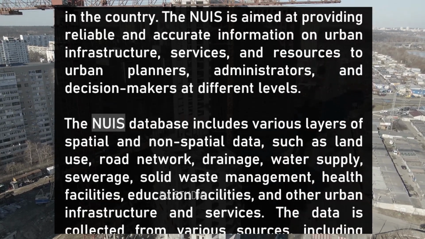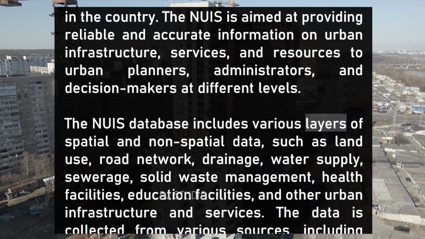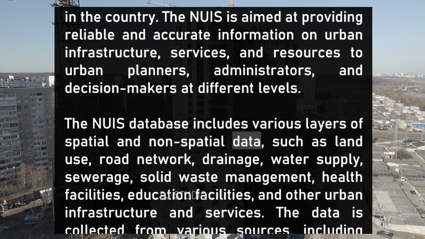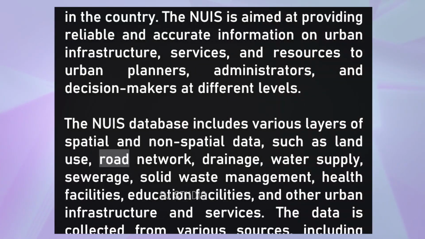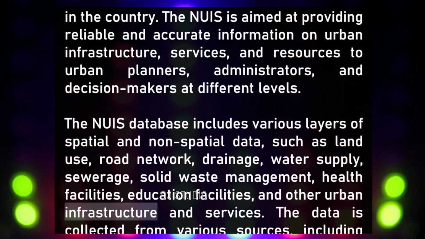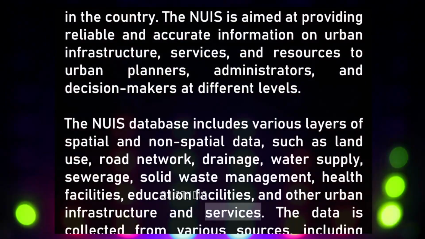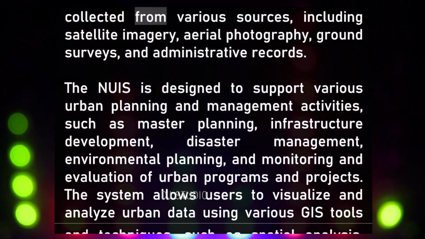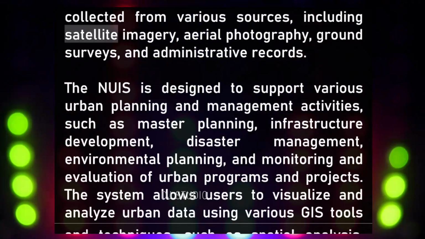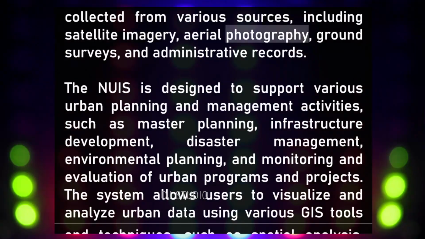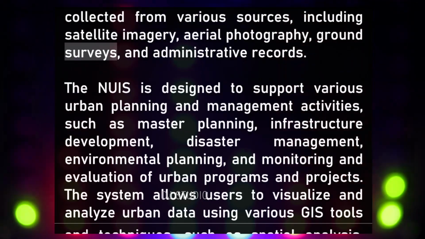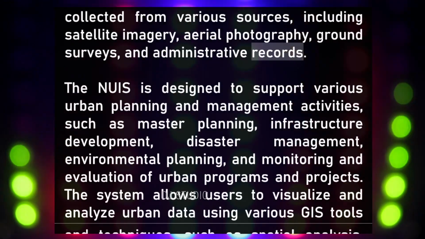The NUIS database includes various layers of spatial and non-spatial data, such as land use, road network, drainage, water supply, sewerage, solid waste management, health facilities, education facilities, and other urban infrastructure and services. The data is collected from various sources, including satellite imagery, aerial photography, ground surveys, and administrative records.